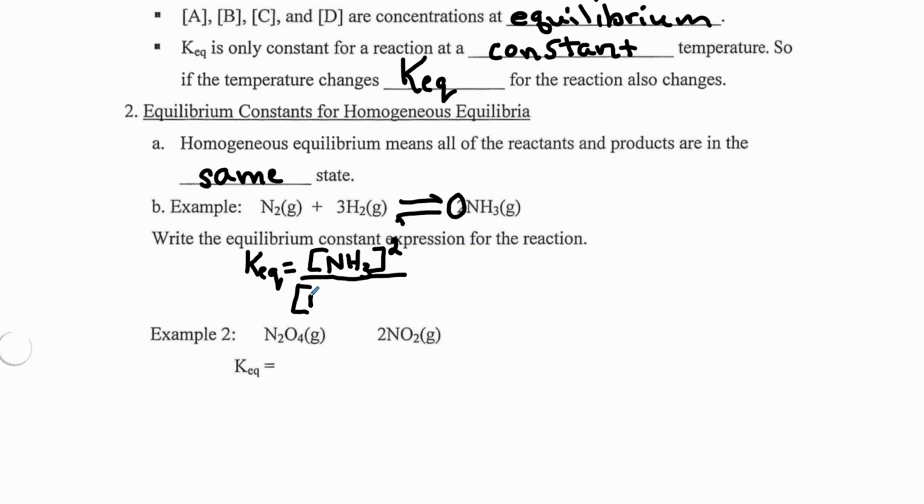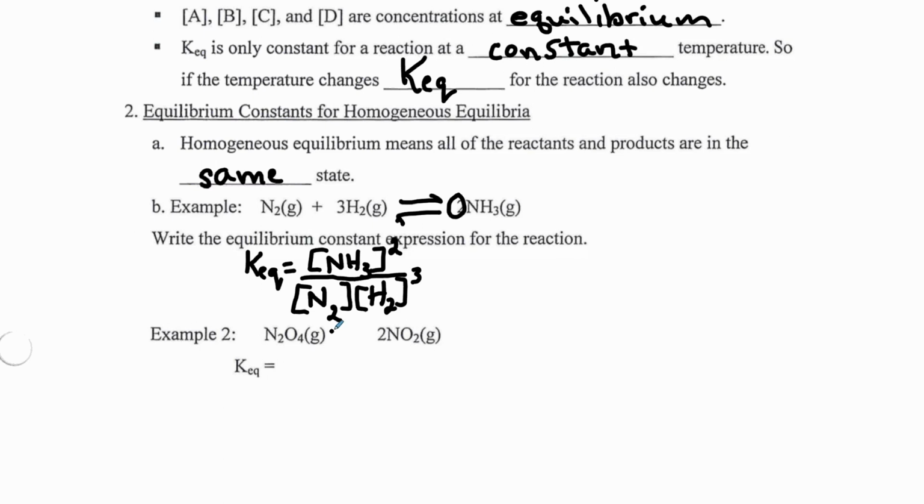Then I'm going to do my reactants. There's only 1 molecule of nitrogen gas, so I don't need an exponent. There's no coefficient, but there's 3 hydrogens, so I need to multiply that 3 times. I'm going to raise it to the power of 3. That's all we can do at this point. We have no values for what these concentrations actually are, so we just write it as an expression.